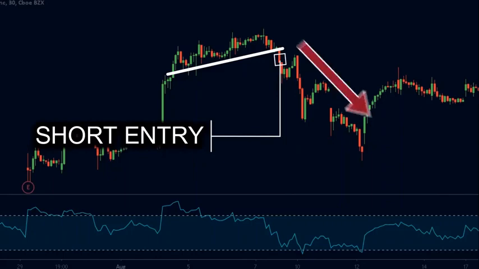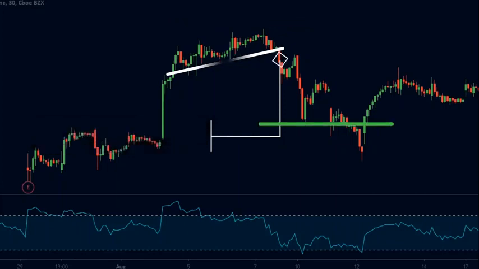As you can see, a sharp sell-off occurred after our entry. Hence our trade would have been profitable. Again, we can keep our stop loss above the recent swing high. And we can take profits at the near swing low.